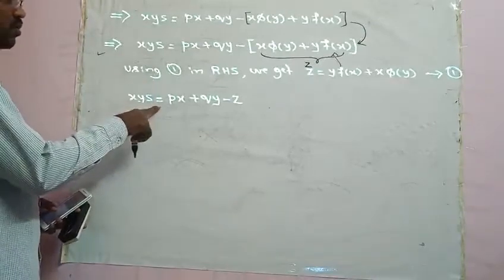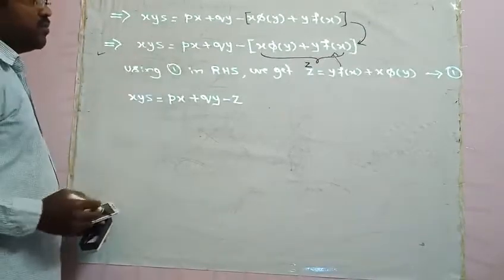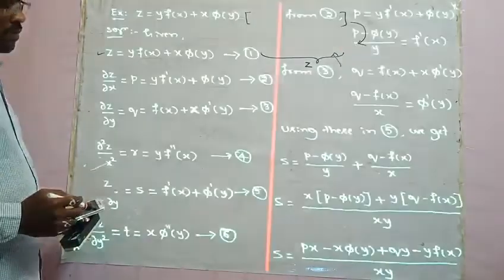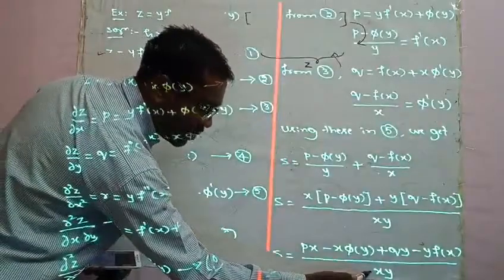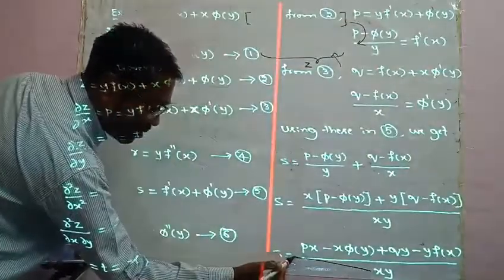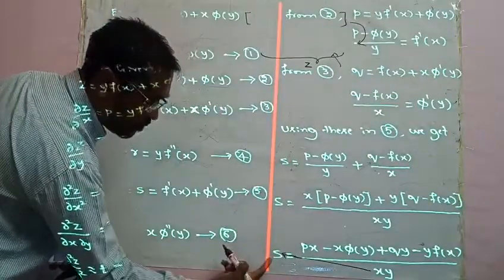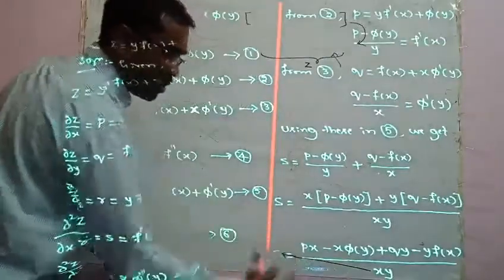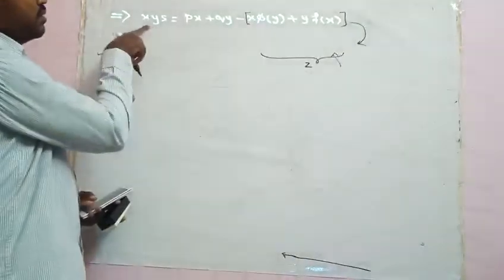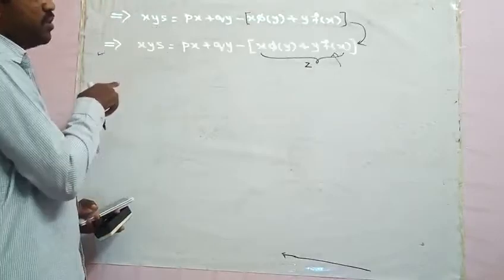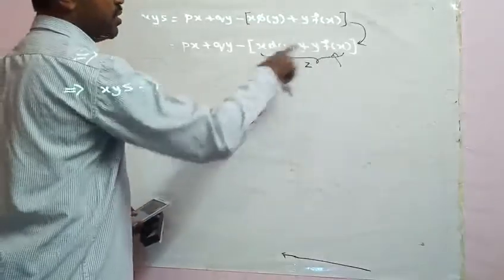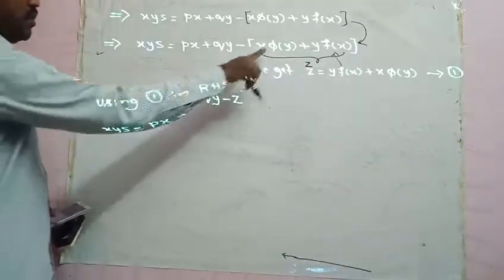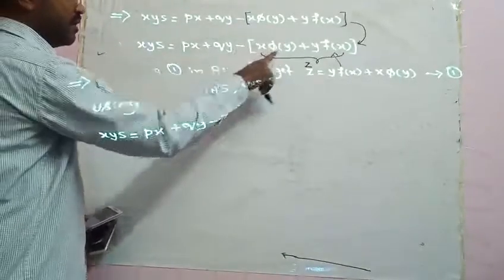XYS is equal to. See, I have cross multiplied from the denominator. Let me go back. See here, in the next step I am going to cross multiply this to the other side, so XY into S you will get in the next step. Now let us replace this place with Z, so minus Z.